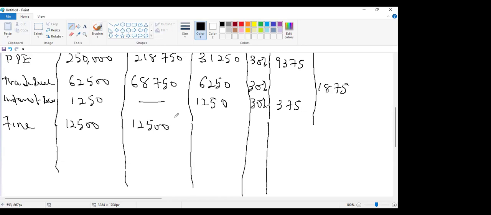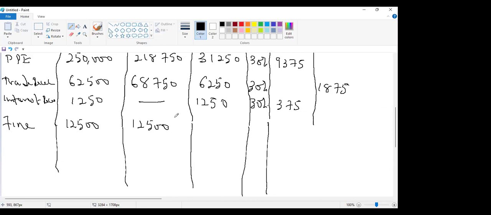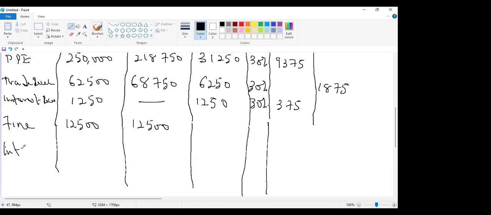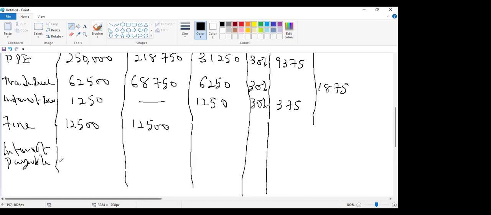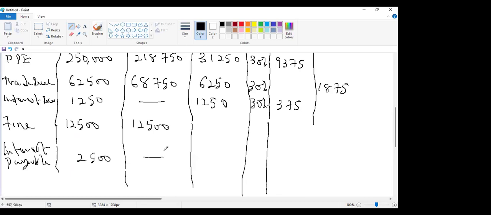I'll go to the next one. What does it say in the next one? Interest payable. Don't forget it said interest attached on cash basis. What is our interest payable? 2,500. The cash basis. Yeah.